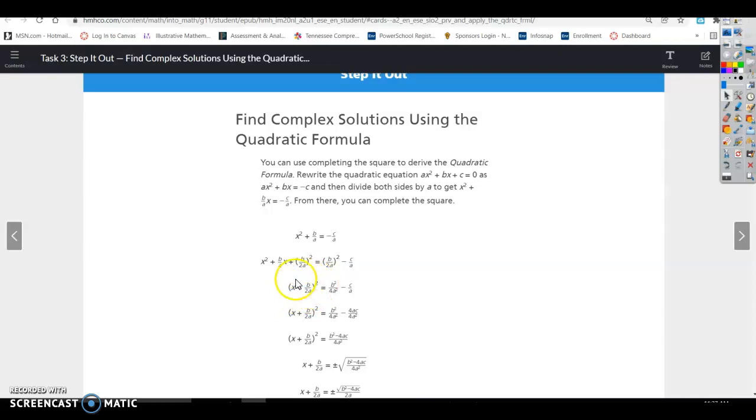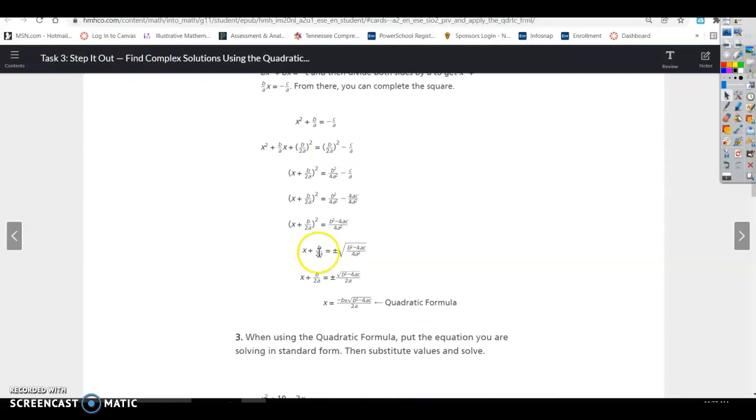Alright, so this is the factored form of this. And remember that they used the additive property of equalities, so they had to add the same thing to both sides of the equation. That's why you see it here as well. Alright, then they're going to square everything inside the parentheses, so it becomes b squared over 4a squared.